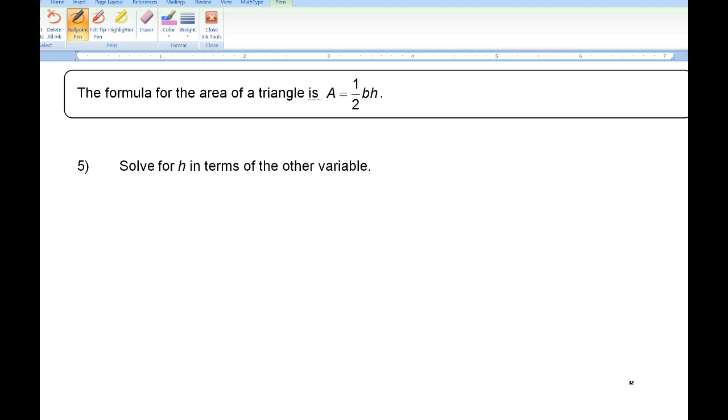Let's move on. Formula. We have A equals 1/2 B times H. Go ahead and just write that out. A equals 1/2 B times H.